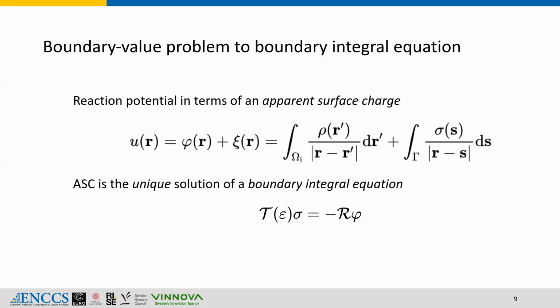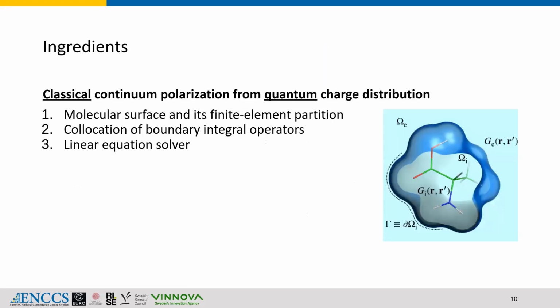So from a 3D problem, I project it down in some way to a surface problem. It's easier to solve, because this differential equation turns out to be equivalent to an integral equation defined on the boundary. And this sigma that I put there in the reaction potential is the unique solution to this equation. So, okay, that's the theory framework.